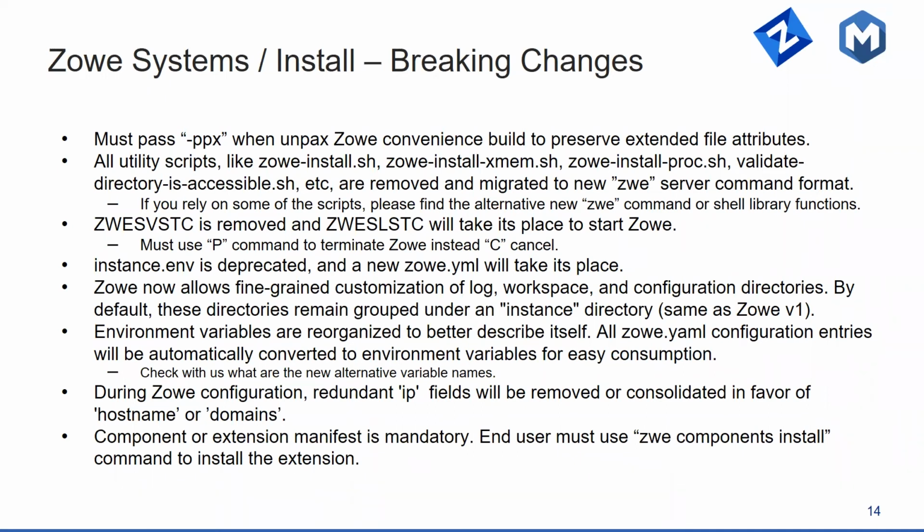Environment variables are reorganized to better describe themselves. We have a pattern to convert everything in zowe.yaml to an environment variable. In the past, you used variables like ZOWE_EXPLORER_HOST, which is very commonly used. In version 2, this will be replaced with new variables. We try to provide better documentation on how you can do the migration: what the old variables are and what the new variables are. We will try to provide this documentation.